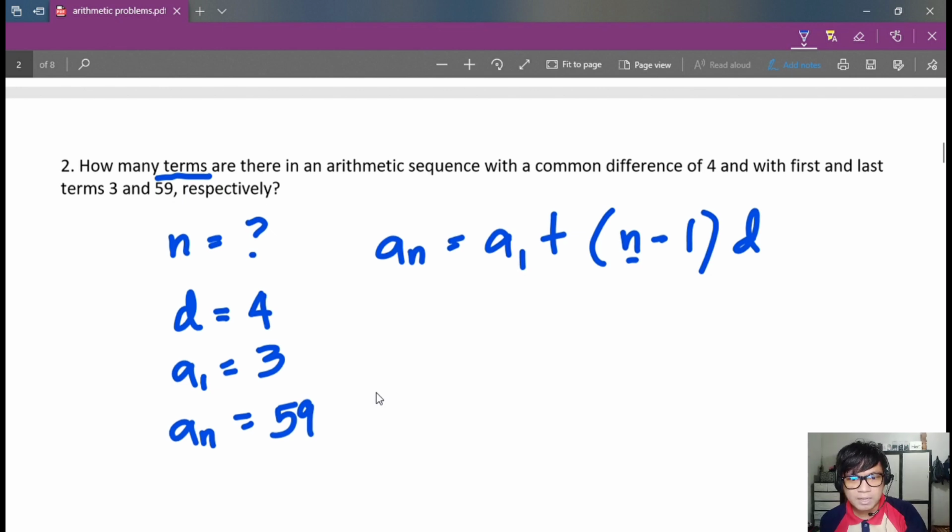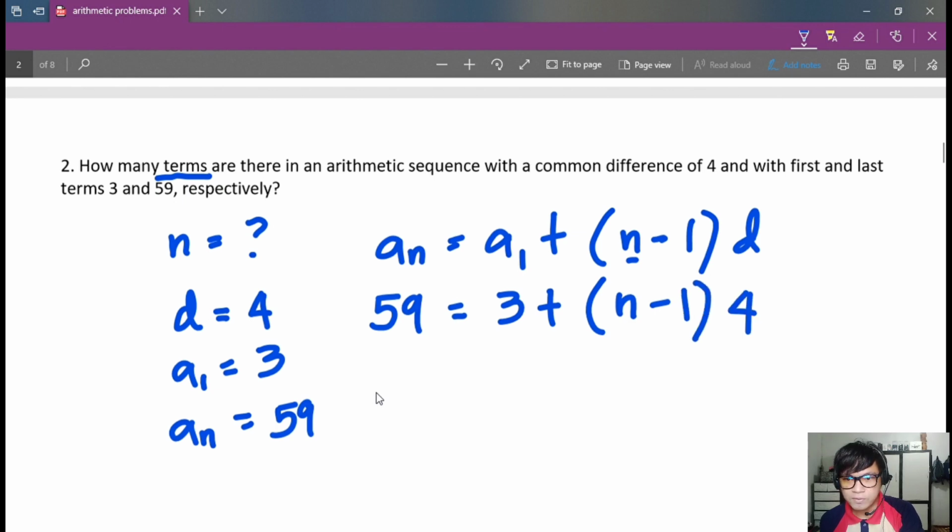So, a sub n is 59 is equal to a sub 1 natin is 3 plus our n is missing. So, ilagay lang natin minus 1. Our common difference is 4. So, 59, ito pwede nang ilipat. Yan. 59 minus 3 is equal to, ang naiwan ito na lang, di ba?